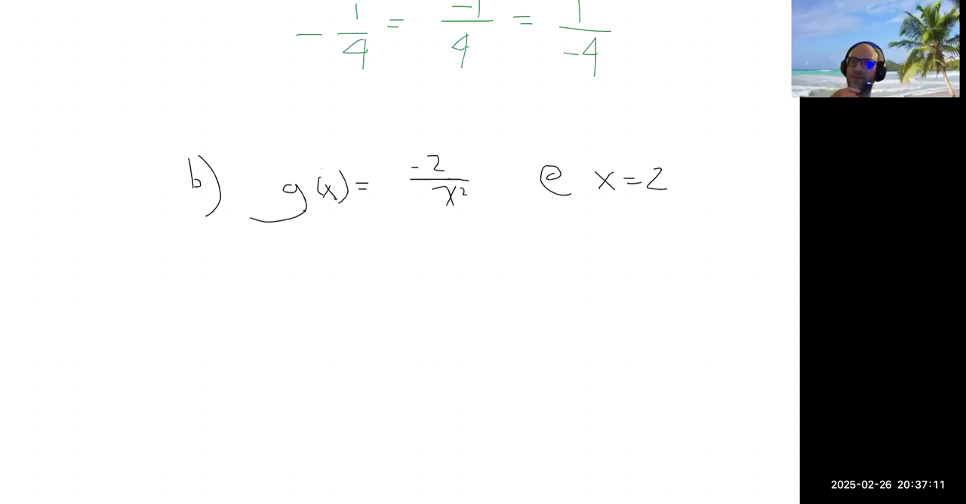So when you have a constant on the top, there's no variables, nothing's changing on the top. Remember, when you're taking a derivative, that's examining change, and nothing's changing on the numerator. So what you can do is bring this up and rewrite this as g of x is equal to -2 x to the -2.